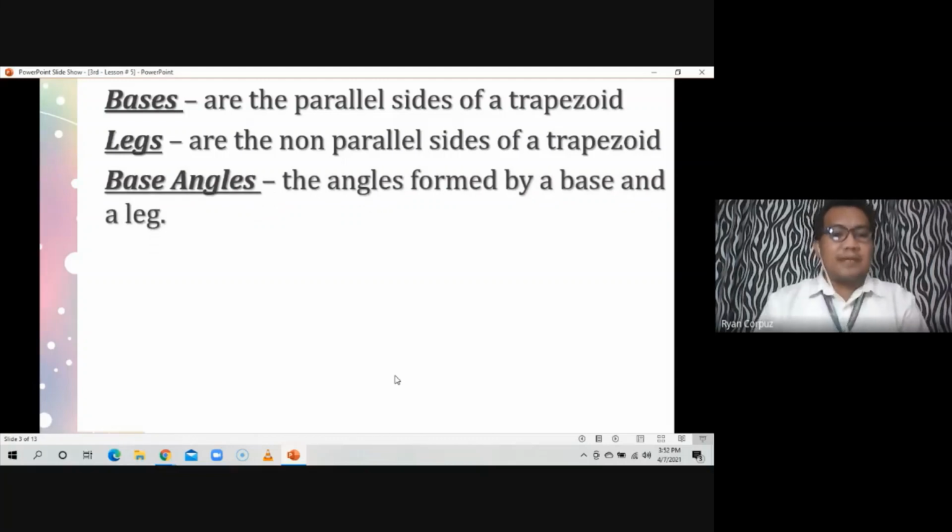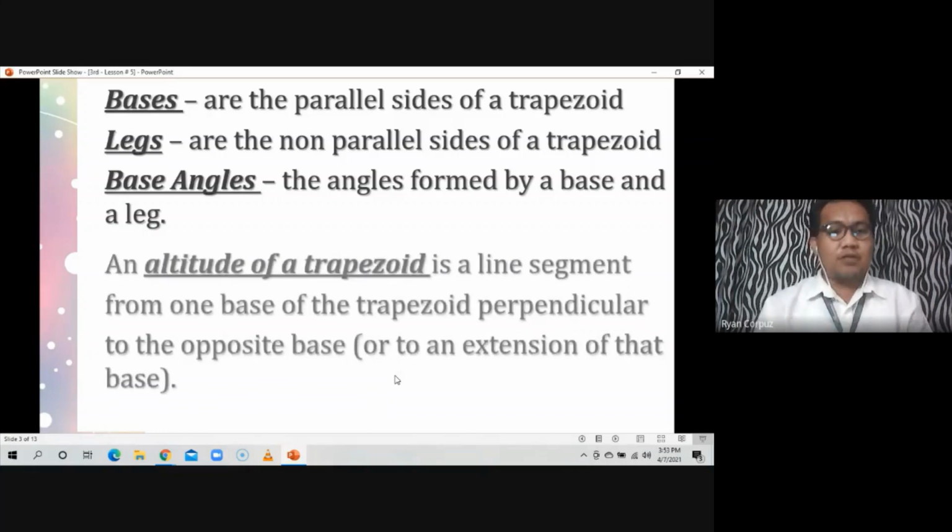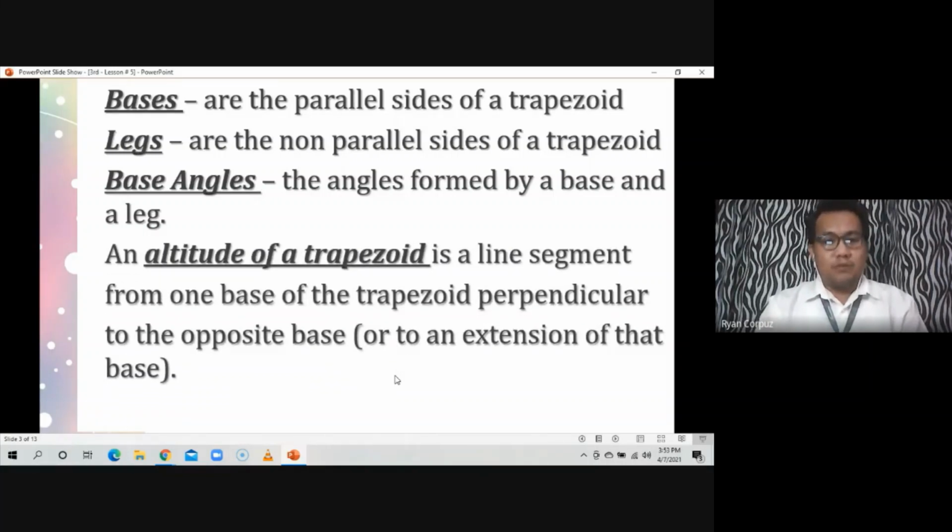Next, base angles. Base angles are the angles formed by a base and a leg. So merong base angles yung trapezoid natin. So yung dalawang angles na nasa baba, saka yung dalawang angles na nasa taas, kasi yun yung angles formed by a base and a leg of a trapezoid. So we do have also what we call base angles. And also, we do have altitude. We made mention earlier kung ano yung altitude. It's the same way that we are pertaining to the height of that trapezoid.